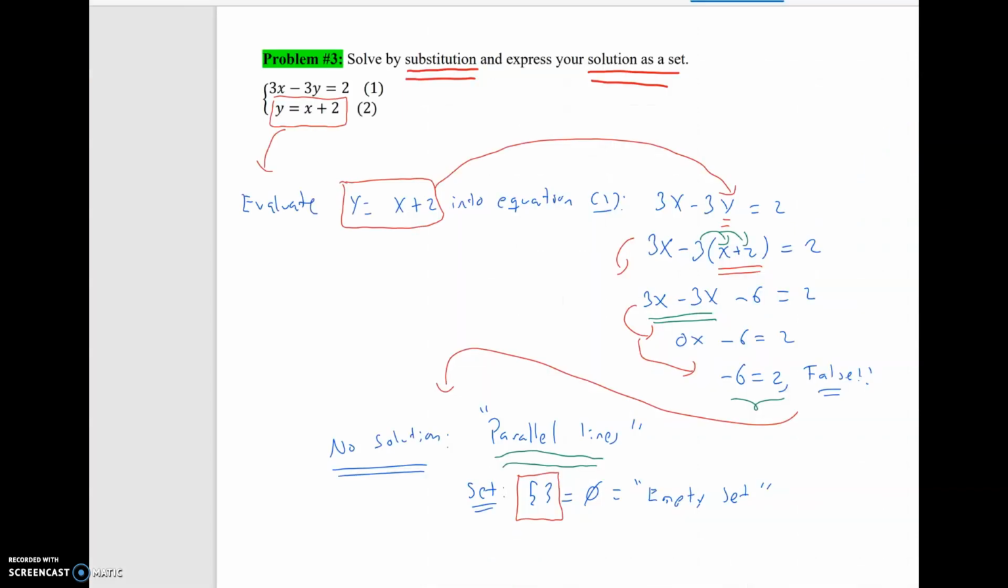So that's actually it for problem 3. A little bit tricky because of the setup. In this case, they still wanted us to solve, and they're not asking us to graph. They're asking for the substitution method. That's actually it.